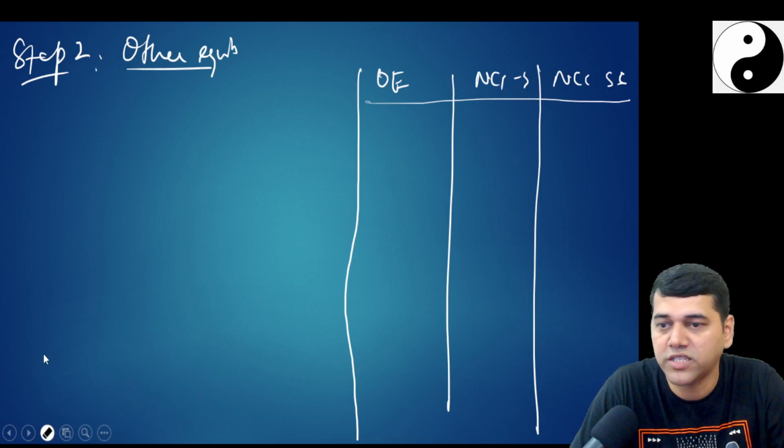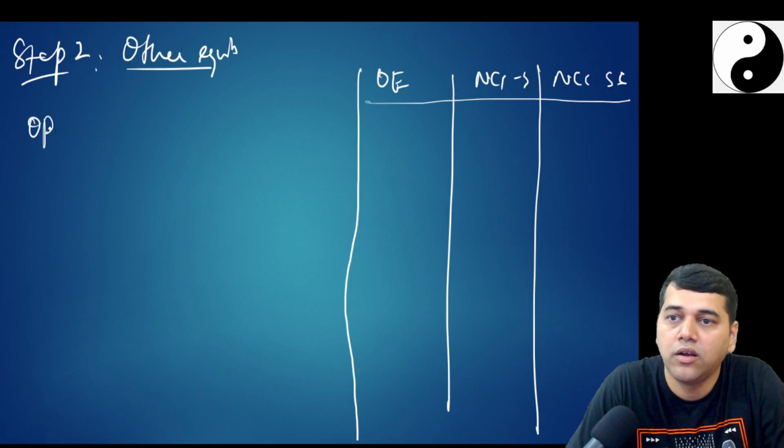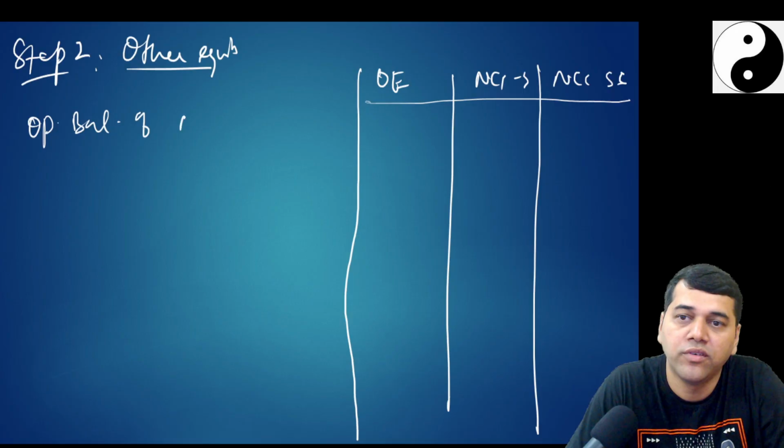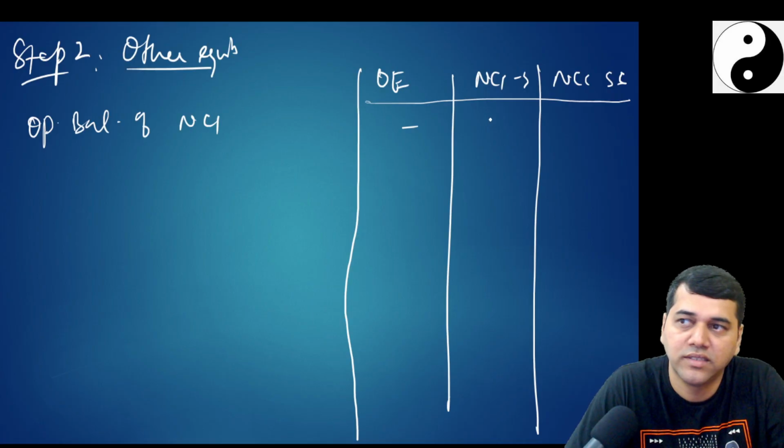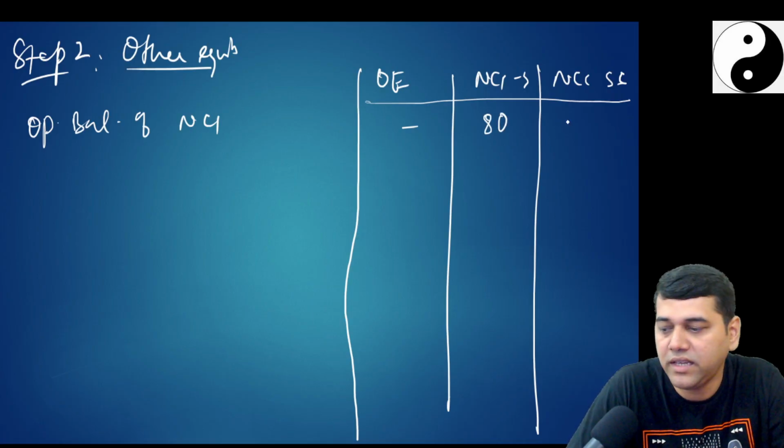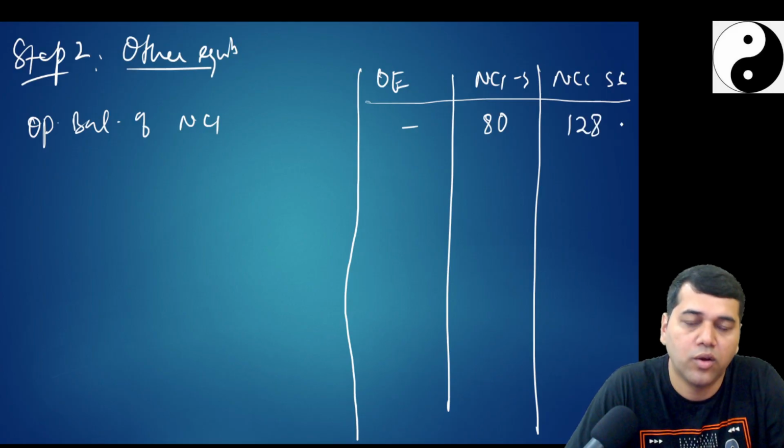Okay, so what do I start with? Opening balance of NCI. Normally what do I start with? Opening balance of NCI. How much is my NCI of S? 80. NCI of SS? 128.